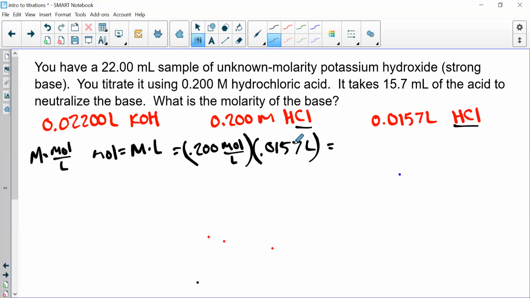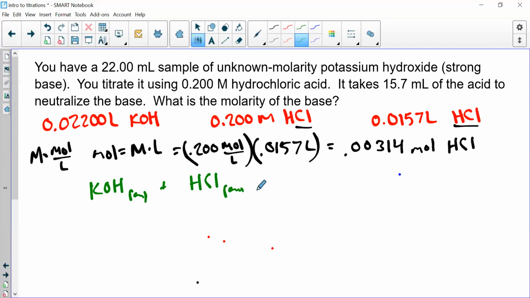0.200 times 0.0157 gives me 0.00314. My unit is moles, and moles of what? HCl. So that's how many moles of hydrochloric acid were present at that equivalence point. Now I'm going to use my balanced equation and use stoichiometry to convert the moles of HCl into my moles of base. So I have KOH, aqueous, plus HCl, aqueous, yields H2O, liquid, plus KCl, which is aqueous.